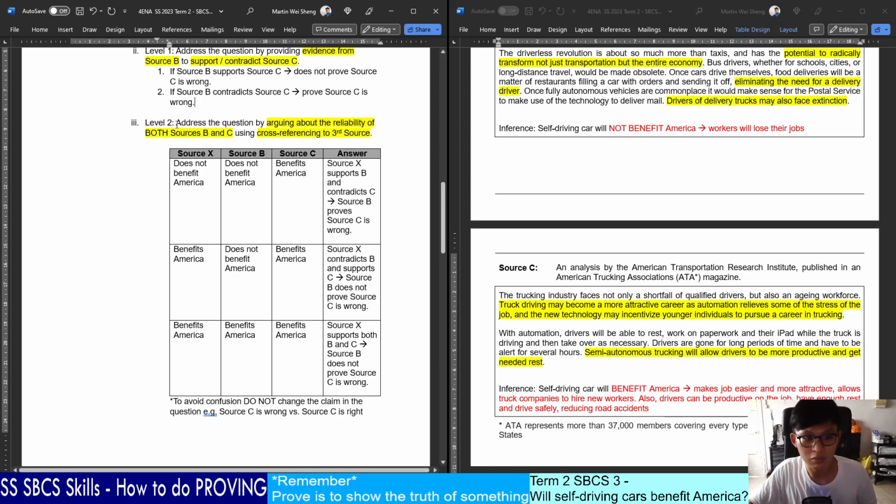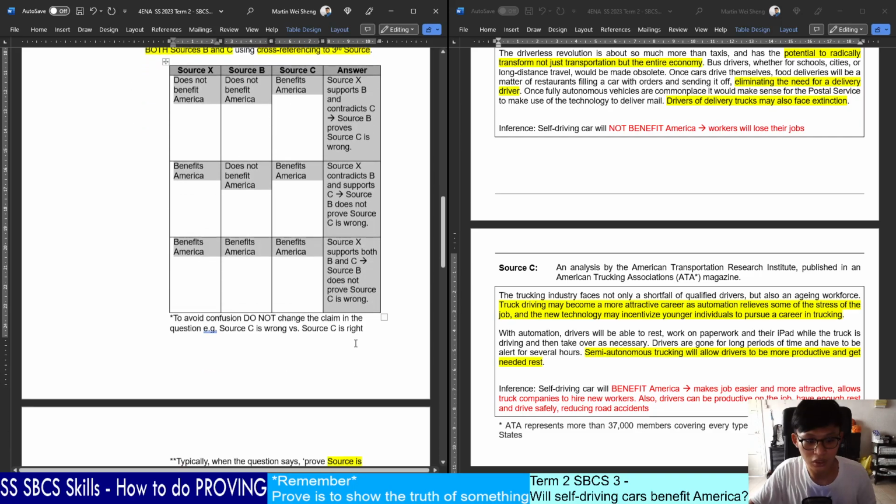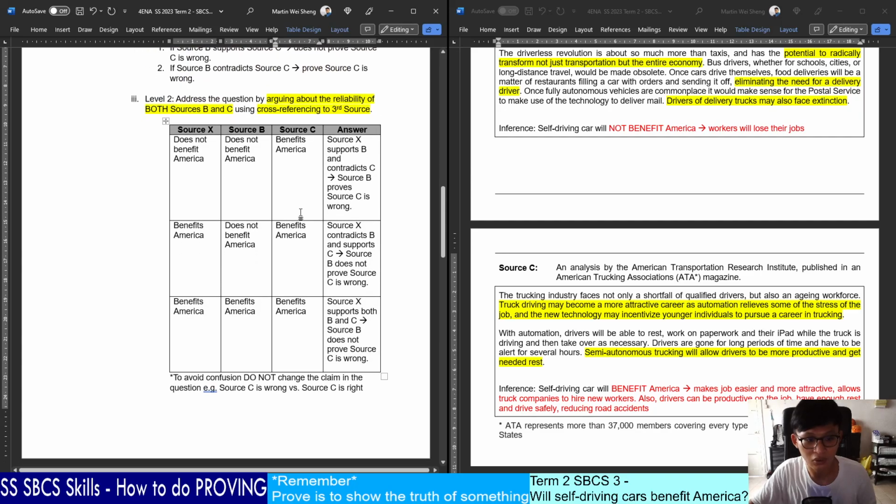Level 2 is quite similar to the double surprise question, because at this level you will need to cross-refer to a third source. So in this case we have to find a third source, source X, and cross-refer both sources B and C to the third source. Over here I have keyed in the different combinations. There are a total of 3 different combinations.